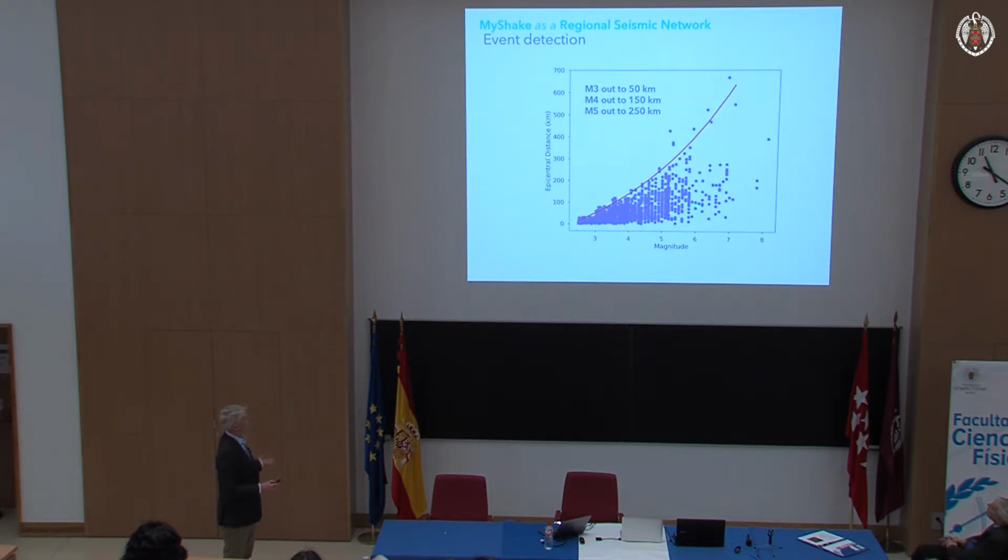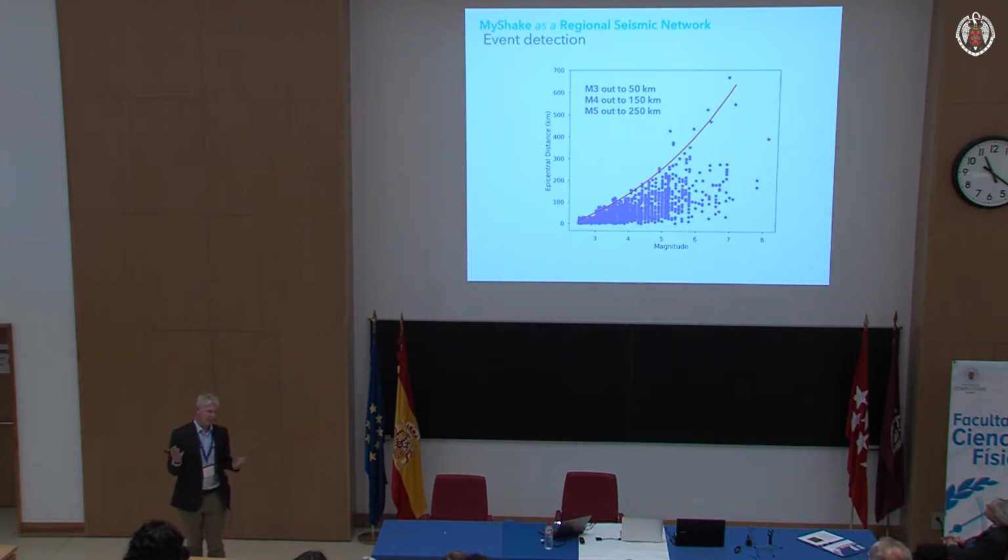This is just a simple plot of the magnitude of earthquakes and the epicentral distance at which we've been able to record those waveforms. And so I've just written up here approximately what this equals. Magnitude 3, we can record out to about 50 kilometers, and magnitude 5 out to about 250 kilometers. But so that's important when we think about how we can use this data.